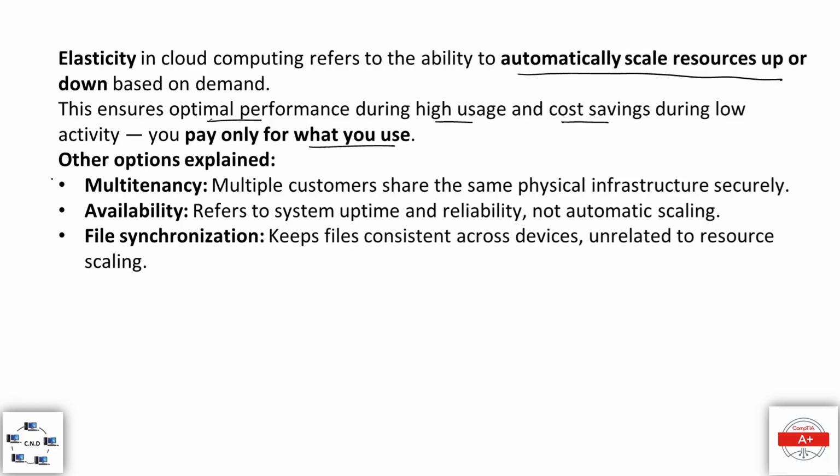Other options: multi-tenancy is when multiple customers share the same physical infrastructure securely. Availability refers to system uptime and reliability, not automatic scaling. And file synchronization keeps files consistent across devices and is unrelated to resource scaling.